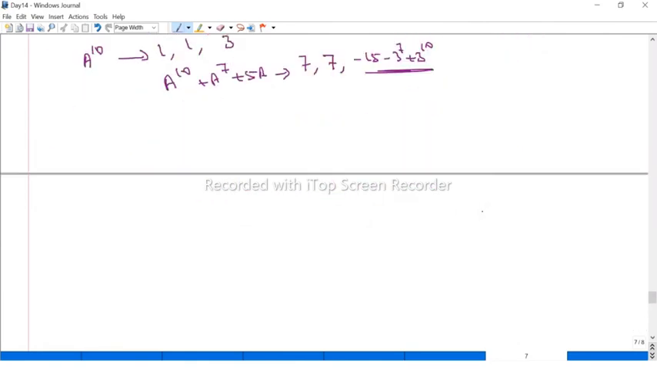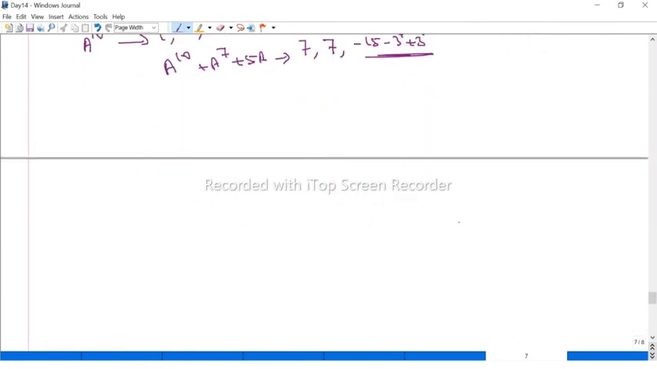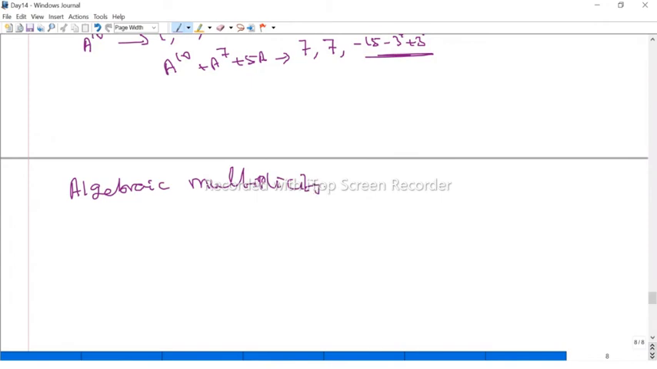So the algebraic multiplicity of the eigenvalue lambda is nothing but the number of times lambda is repeated. So the number of times repeated is called the algebraic multiplicity.